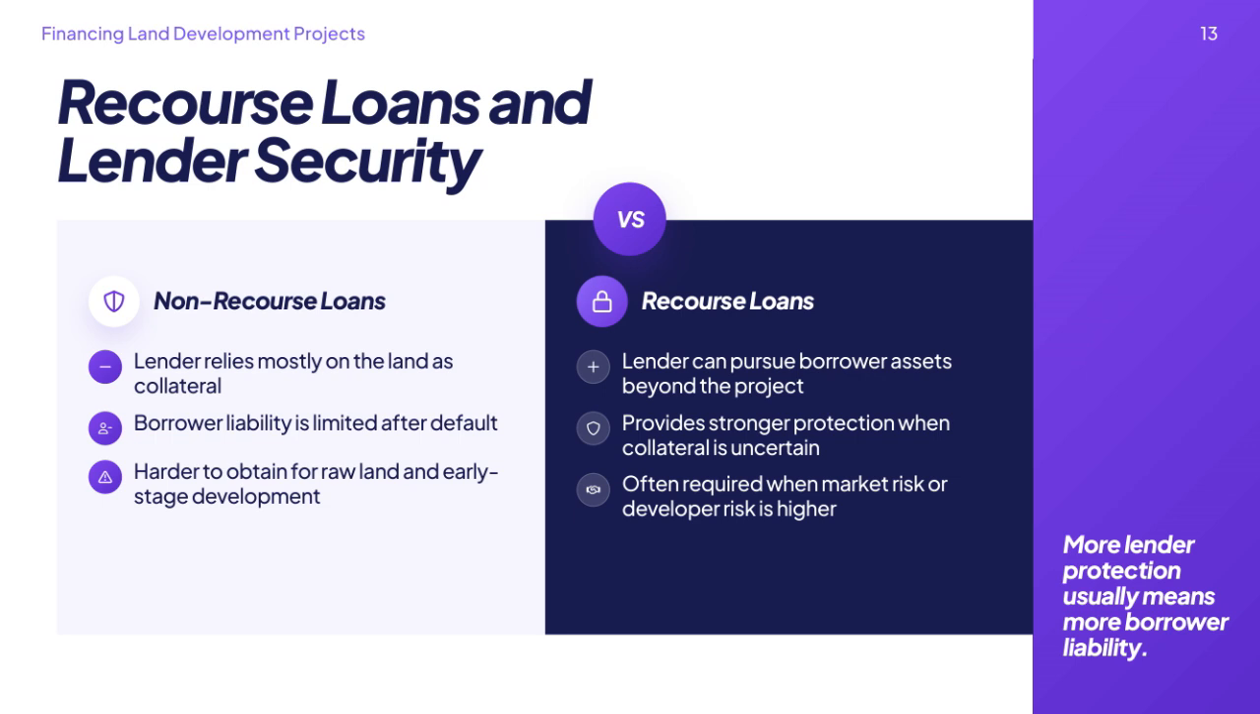On the other hand, recourse loans allow the lender to go after the borrower's other assets beyond the project if necessary. This provides stronger protection for the lender, especially when the collateral's value is uncertain or when market and developer risks are higher. Essentially, more protection for the lender usually translates into more liability for the borrower, so balancing these factors is key in land development financing.